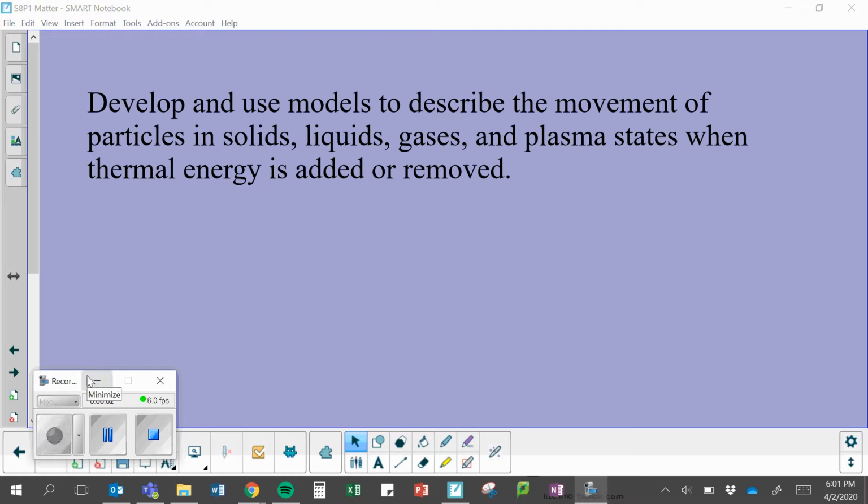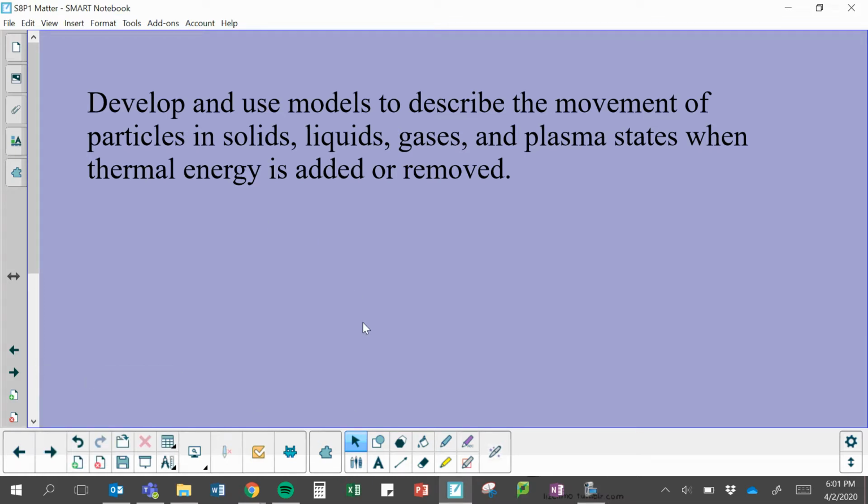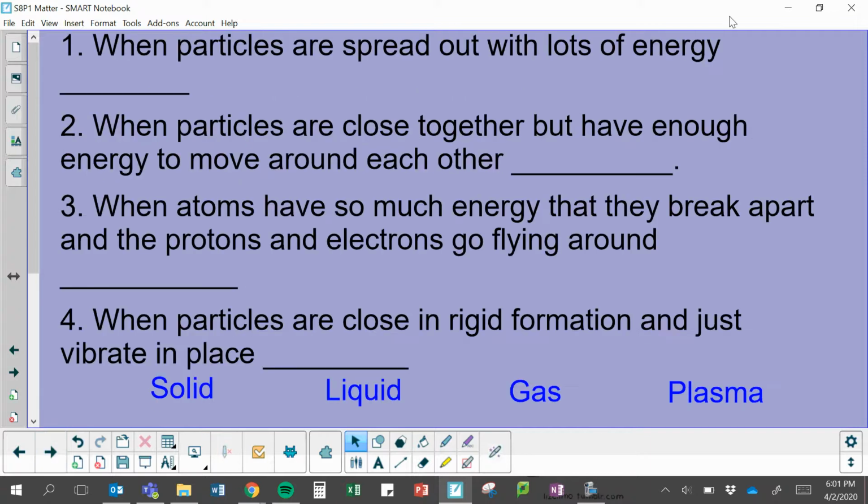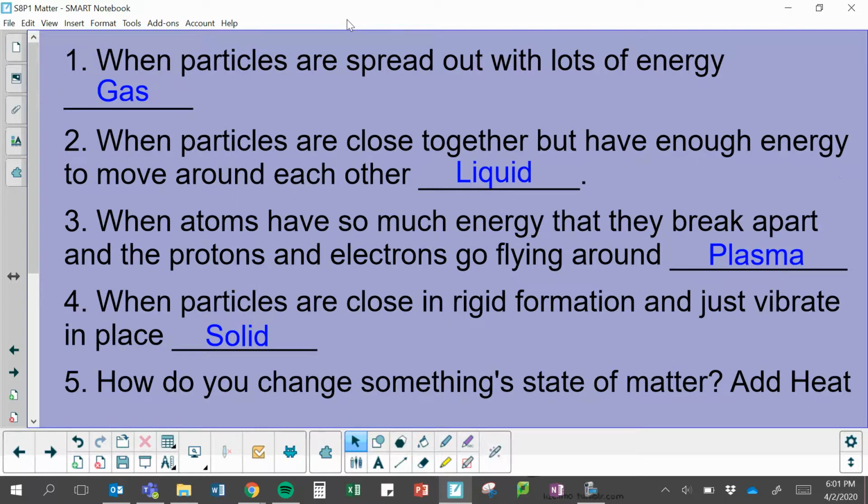Okay guys, so we're quickly going to review our states of matter: solids, liquids, gases, and plasma. Try to identify the different states of matter based on their descriptions here. Number one, when particles are spread out with lots of energy, that's our gas. Number two, when particles are close together but have enough energy to move around each other, that's a liquid.